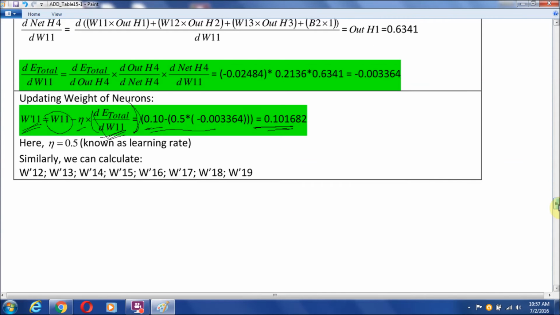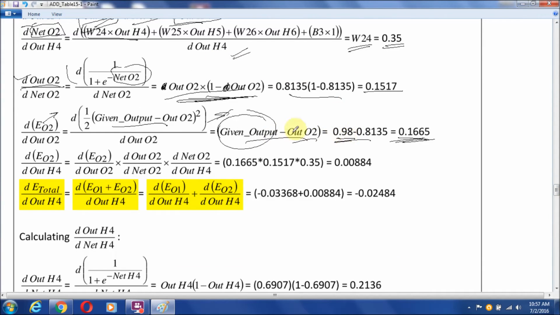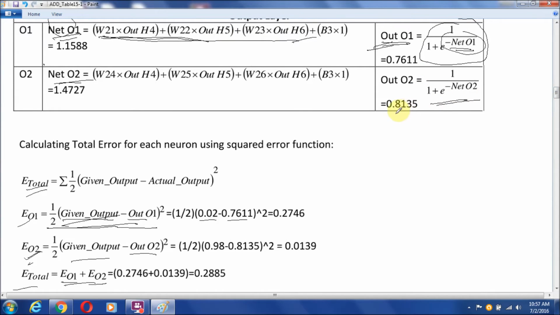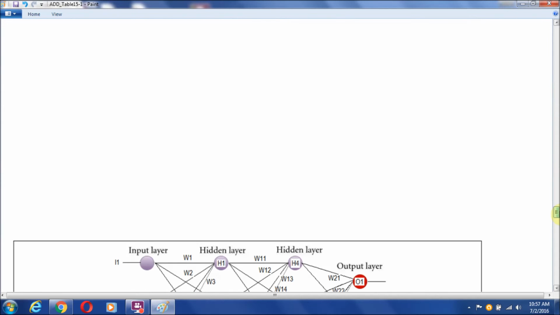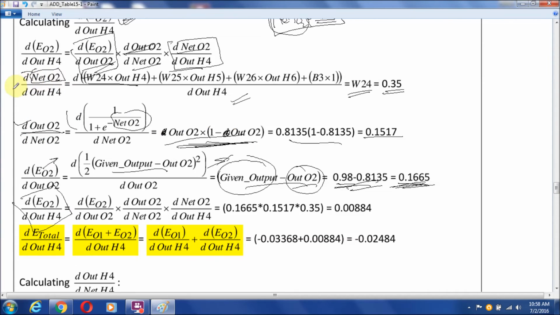Now we use this in the calculation. Our given output is 0.98, and output O2, which we just calculated through forward processing, is 0.8135. We use these two values, and this is the outcome. So our final ∂E_O2 is just a product of all these three derivatives, which is equal to this. So our derivative of E total with respect to out H4 is equivalent to this, and these two parts we already calculated above.